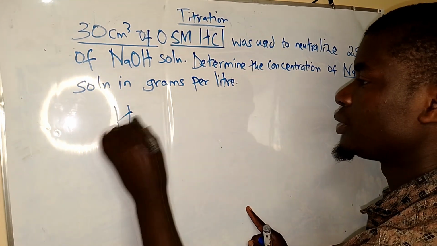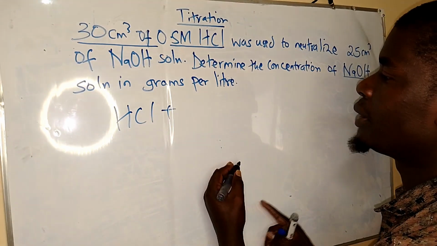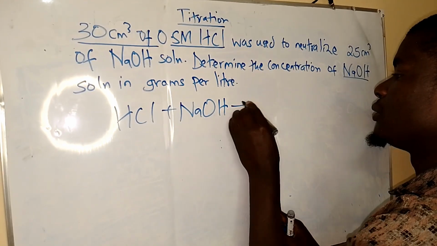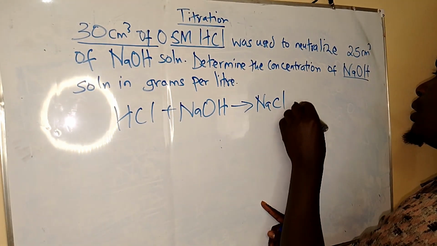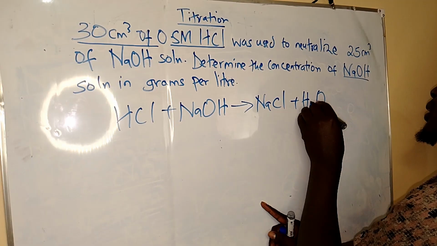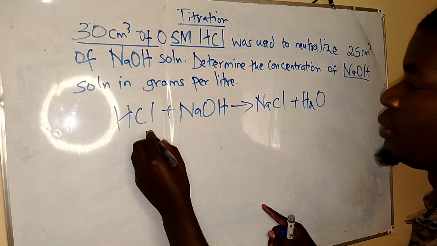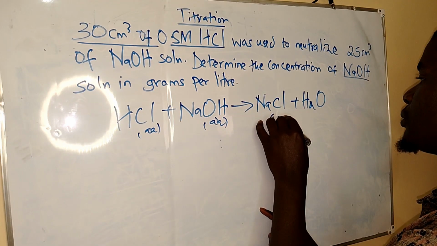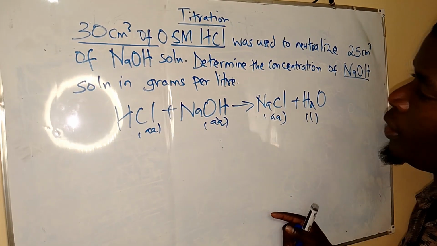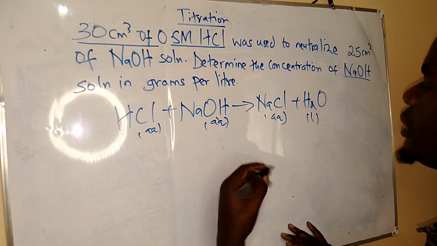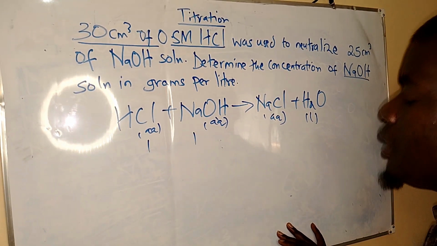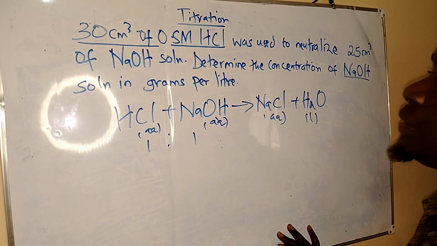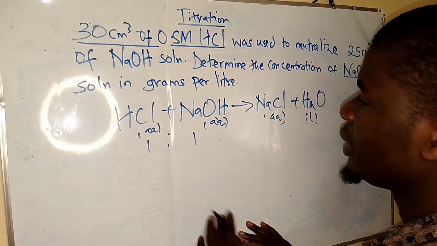So we have HCl, which is a monobasic acid, plus sodium hydroxide to give us sodium chloride plus water. This is a neutralization reaction, and these are aqueous. From the equation, you can see the reacting ratio is 1:1. So first things first, let's calculate the number of moles of the acid.